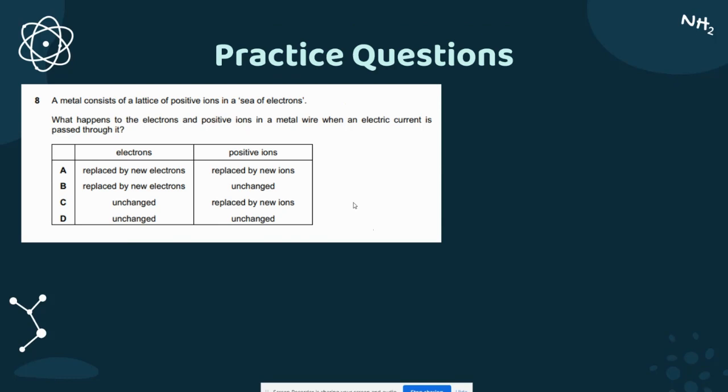Another question. A metal consists of a lattice of positive ions in a sea of electrons. See, here it is, positive ions. What happens to electrons and positive ions in a metal wire when an electrical current is passed through it? Again, does this affect the positive ions or does it only affect the electrons? We know that when electricity is being passed, electrons are affected, so they're replaced by new electrons. But positive ions remain unchanged. So the answer is B, replaced by new electrons and unchanged.